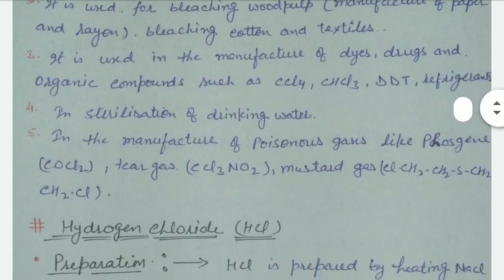Third, it is also used in the manufacturing of dyes, drugs and organic compounds such as CCl4, chloroform, DDT, and refrigerants. DDT is dichlorodiphenyltrichloroethane. That is the full form of DDT.